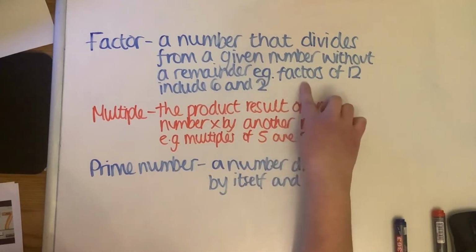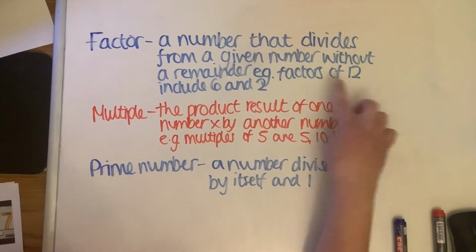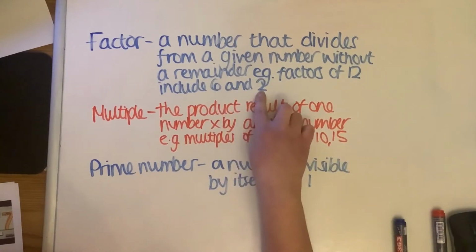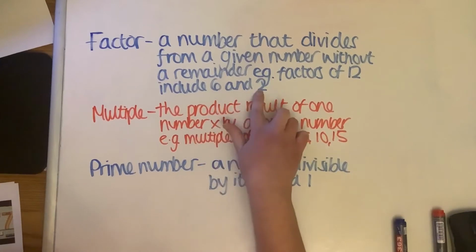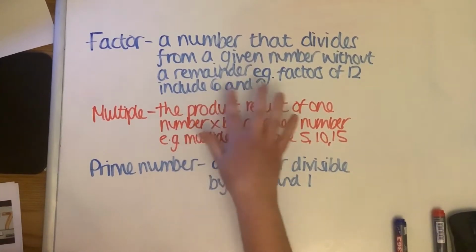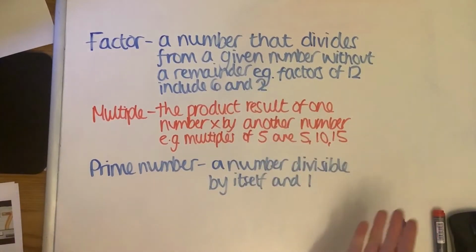So for example, factors of 12 include 6 and 2. Okay, because 12 divided by 2 equals 6, and 6 times 2 equals 12. So factors of 12 include 6 and 2. They're not the only factors, but those are just a few examples.